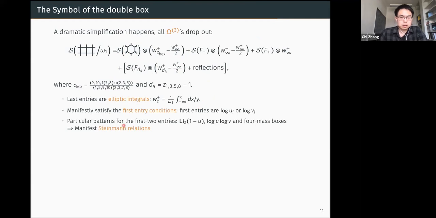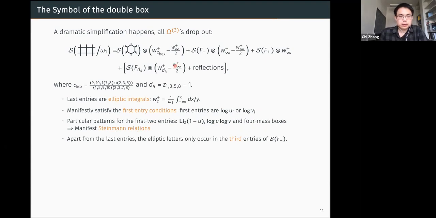The first 2 entries are simply logarithms of kinematics, and we find the symbol satisfies the same first entry condition as the non-elliptic case. So the first entries are simply logarithms of the 7 cross ratios that we introduced at the beginning. Furthermore, we find the first 2 entries also satisfy a certain pattern. They form a symbol of Li2(1 minus u), log u times log v, for the box function. So in this way, our symbol manifests the Schlieffen relations.